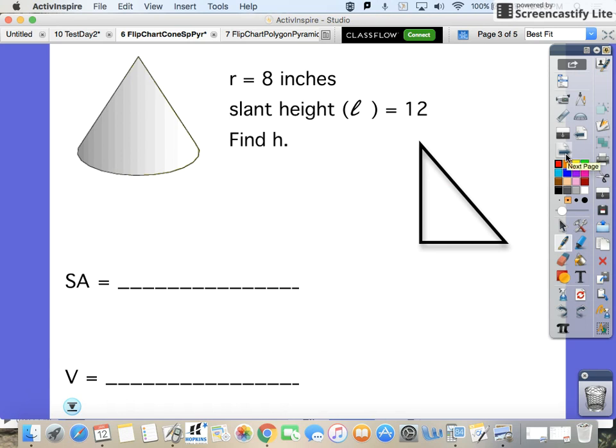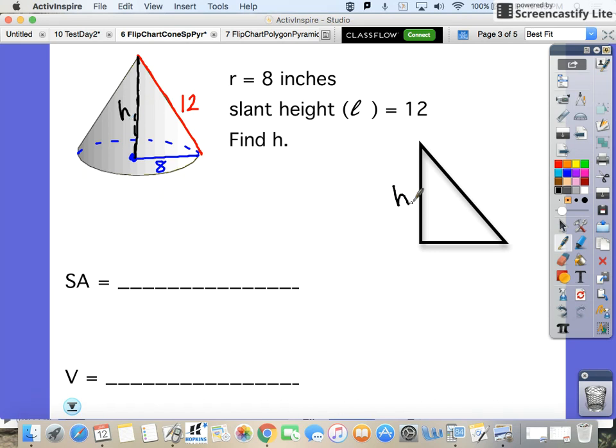So our first example is a cone, and they told us that the radius is 8 inches, the slant height, which this is our lowercase cursive L. They do that because otherwise it could potentially look like a 1. They want us to find the height. So what we know is that the radius, so from the center to the edge, is 8. And then the slant height, which is like the hypotenuse, is 12. They want us to find this, h.